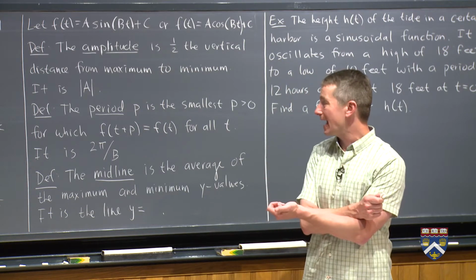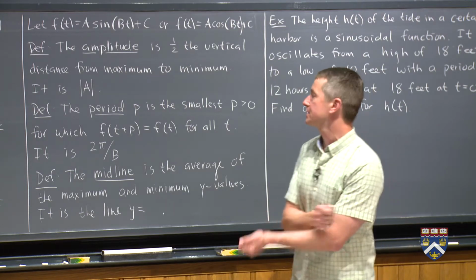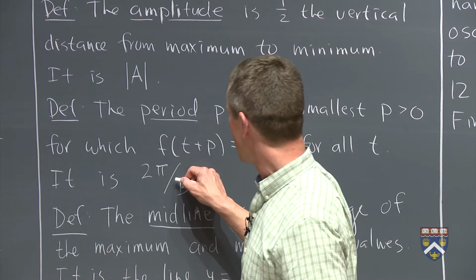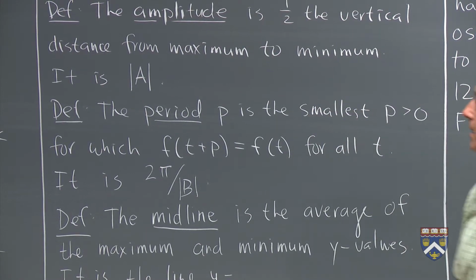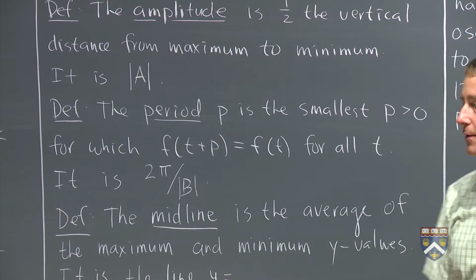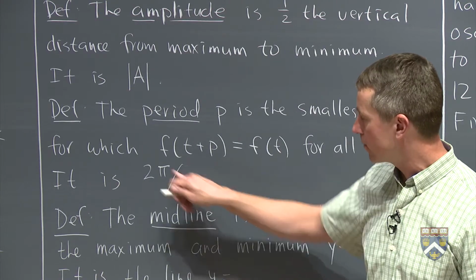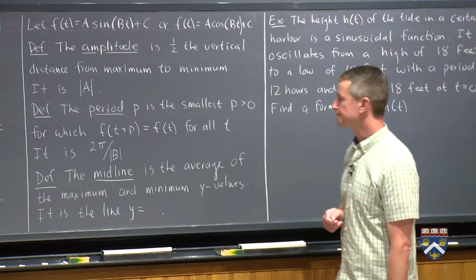But we don't want to have a negative period, so for the same reason that we put absolute values there, we're going to have to put absolute values there. So the period is going to be 2 pi over b. So as you make b bigger, the period gets smaller.